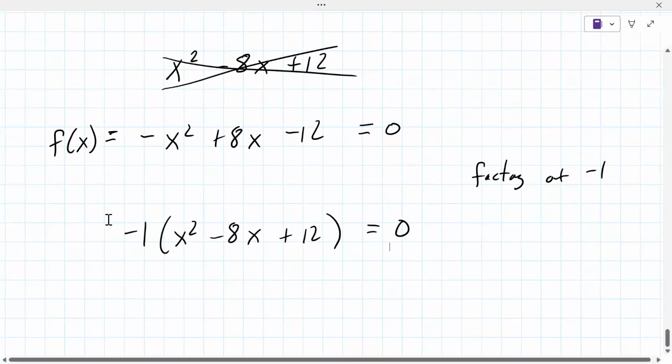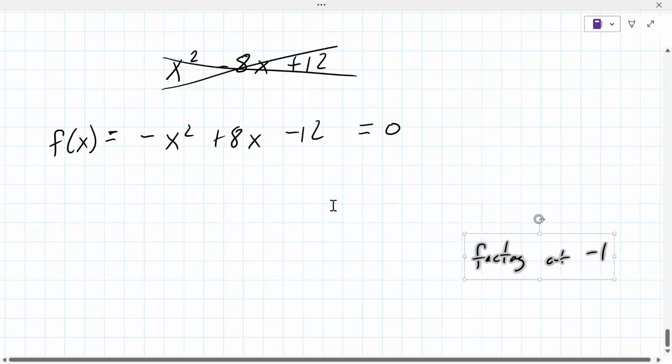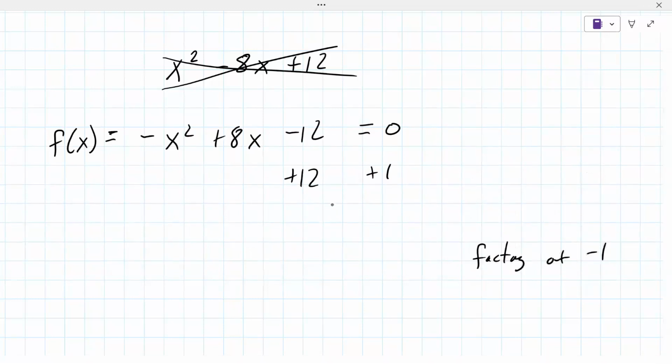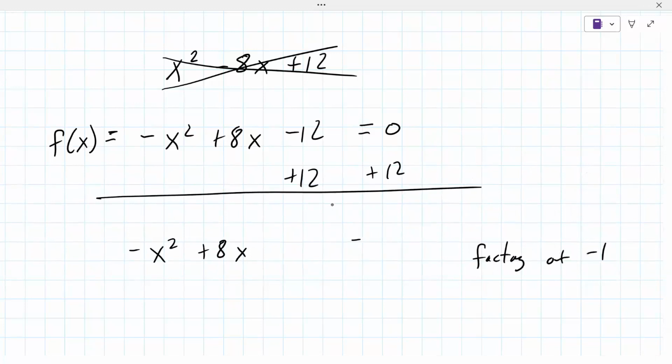Okay? Now, the problem is, let me back up. Sorry. That's not correct. I'm violating what I already said. Yes, we will factor that out, but not quite yet. First thing we always do is add the constant to the other side of the equation. So I do make mistakes, and that was a big one. You do always add that constant to the other side of the equation. Now is when you factor out the negative one. So you have a negative one factored out, x squared minus 8x equals 12.